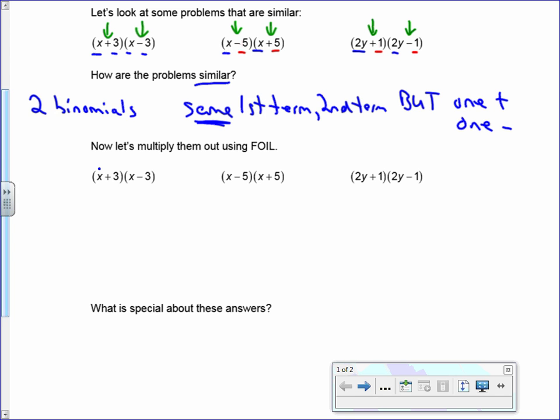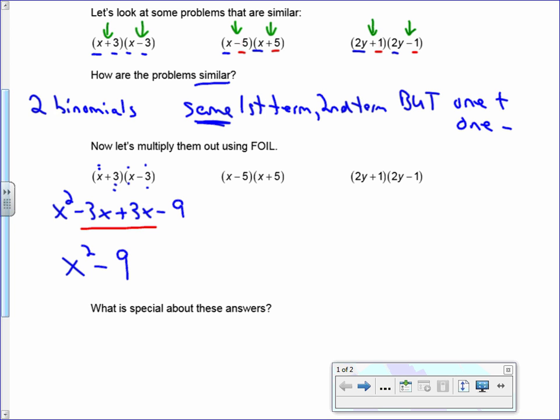So x times x, first times first, is x squared. X times negative 3 is minus 3x. 3 times x is 3x. 3 times negative 3 is minus 9. So there's our FOIL for the first one. Like many FOIL problems, these two terms in the middle will add together. In this case, we have a negative 3x and a positive 3x, so those cancel out completely, and our final answer ends up being x squared minus 9. Instead of getting a trinomial for an answer, we get a binomial.